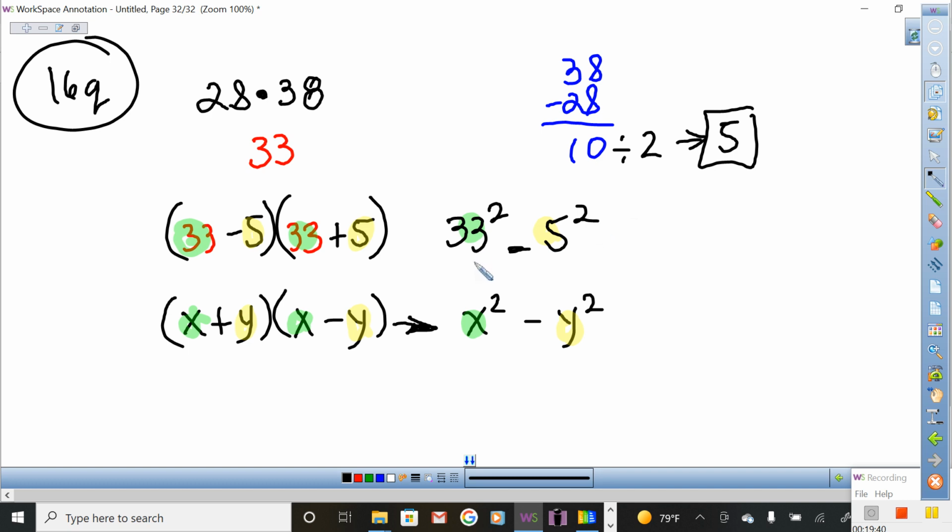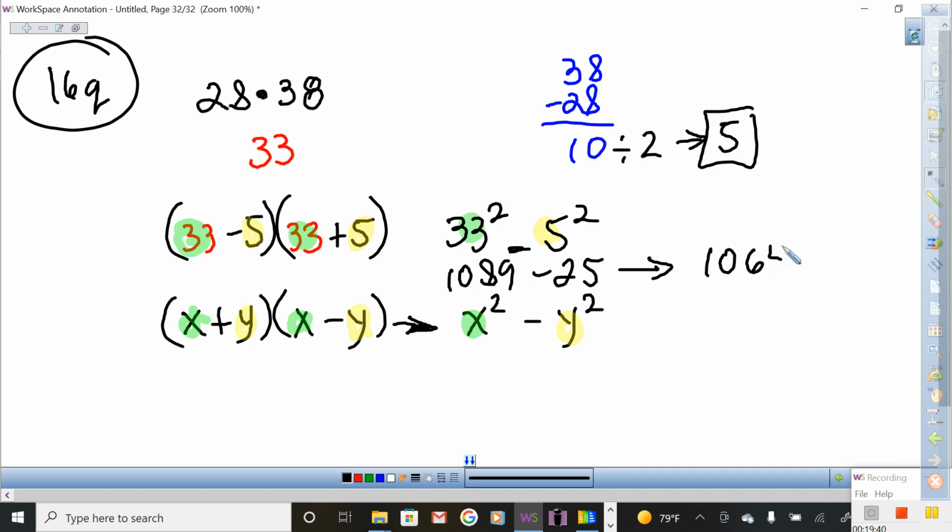So, what is 33 squared? 33 times 33. 1,089, yes. Minus 5 squared is 25. Therefore, this is 1,064. Do number 16 on your study guide by yourself. See what you get. Give you some time.